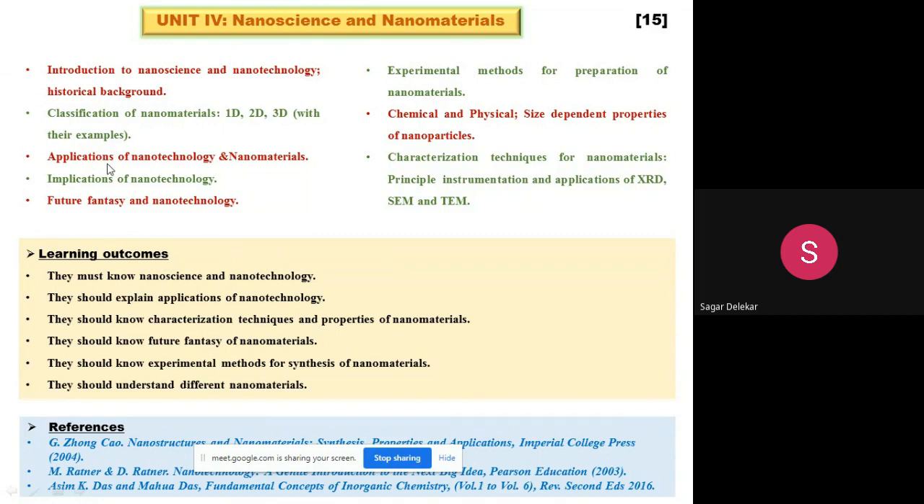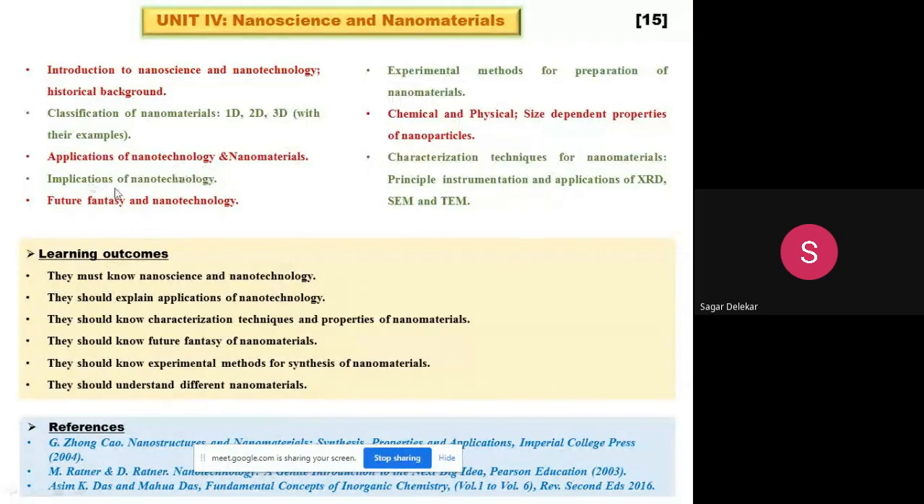Then, applications of nanotechnology and nanometals. As we know, these nanometals are ubiquitous materials, meaning these materials have been used in every field: energy technologies, environmental, sports, catalytic, biomedical. If you simply search applications of nanotechnology or nanometals on Google, you will get a number of windows. So it is a very vast field in terms of application.